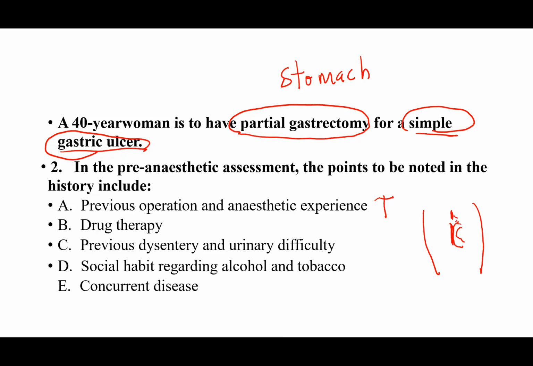Now, if they have previous anesthetic complications, that is important, okay? You want to know what drugs were used, what the complications were, whether the patient is reacting to any of the anesthetic drugs, and whether there is any previous exposure to anesthesia, and the events surrounding that anesthesia. So A is true. Now B, drug therapy. True or false? It's true.